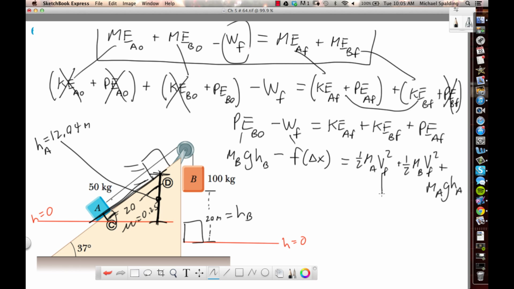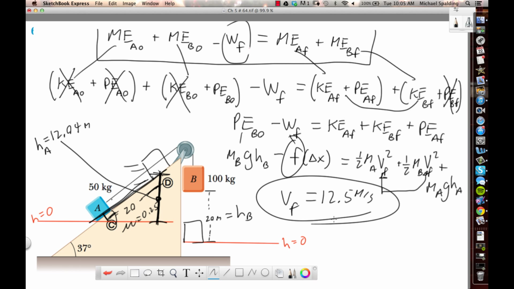Notice I did not specify for the velocities. Do you have to specify A or B? No. So look, you got to find friction, and once you have friction, you can solve for V final. V final comes out as 12.5. And then once you got V final, what can you find? The kinetic. So the kinetic of A final comes out as 3,900 joules.